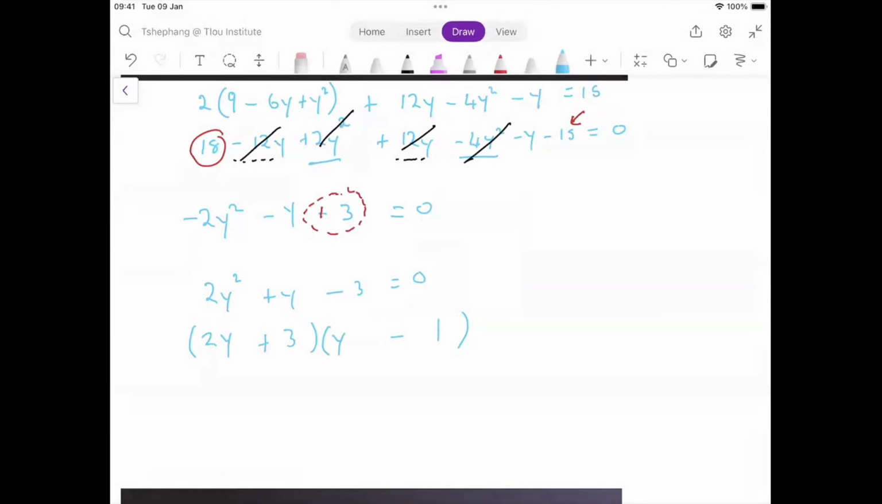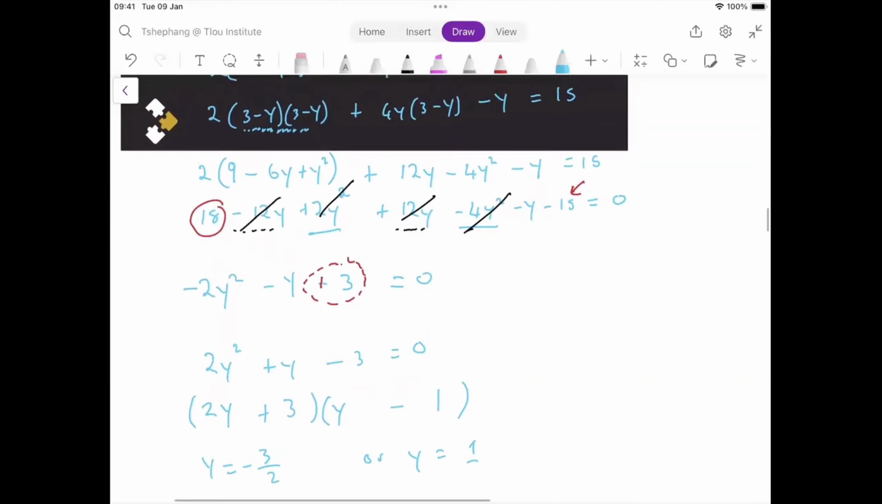So we're going to have FOIL first. That's going to be 2y squared. And then we're going to have negative 2y, positive 3y. That works. So it means that y is going to be negative 3 over 2, or y equals positive 1.